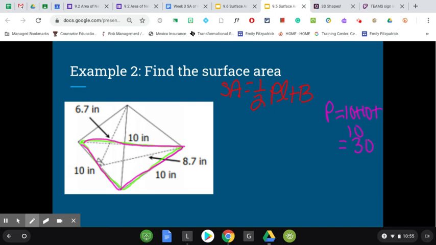Your slant height, remember your slant height is the one that is off to the side. And you can see it in this picture. The slant height is this line right here, which is 6.7. So our L, let me try that again.